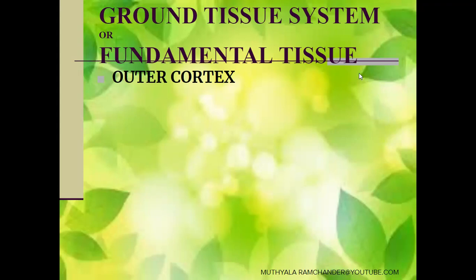If the outer cortex is made by collenchyma tissue, it also helps in storage of food material. At the same time, it gives mechanical support to the root or shoot. Sometimes the outer cortex is made by sclerenchyma tissue. The sclerenchyma tissue is also called the bones of the plant. So the bones of the plant present in the outer cortex give only mechanical support to the root or shoot. This is the outer cortex.